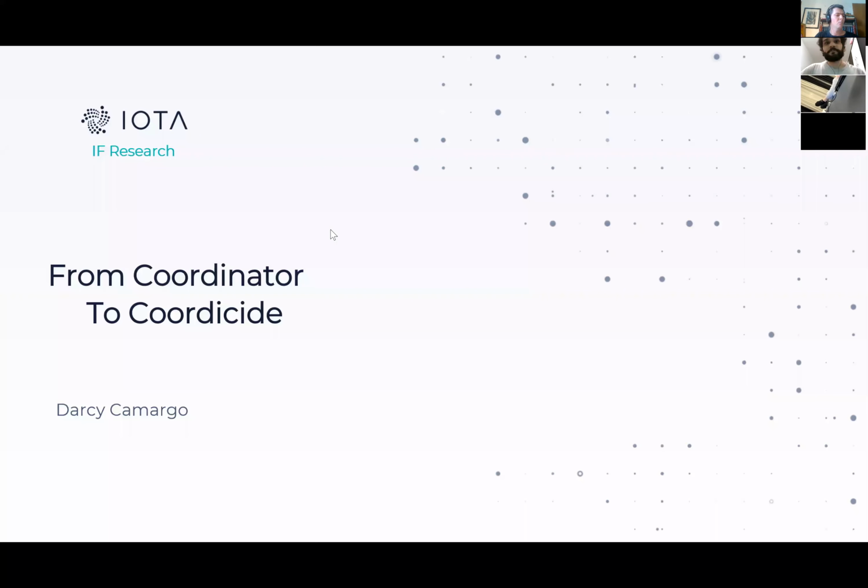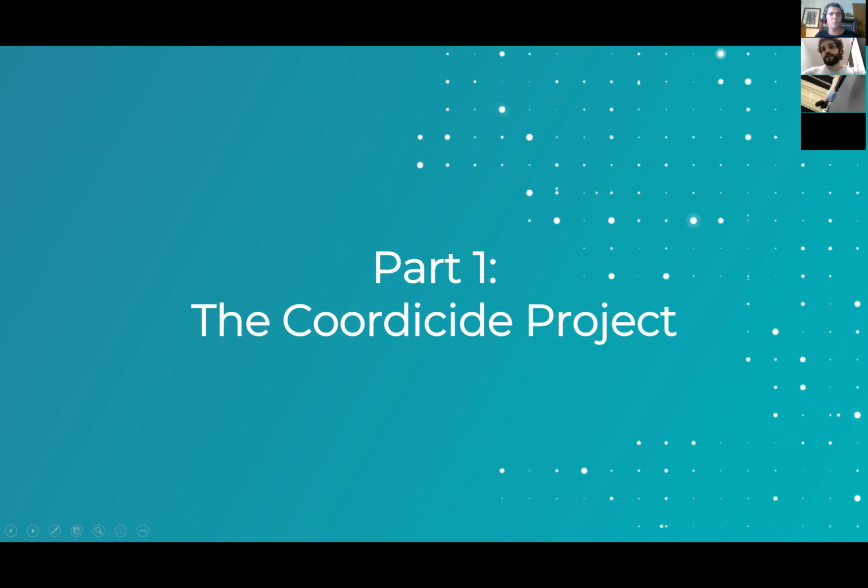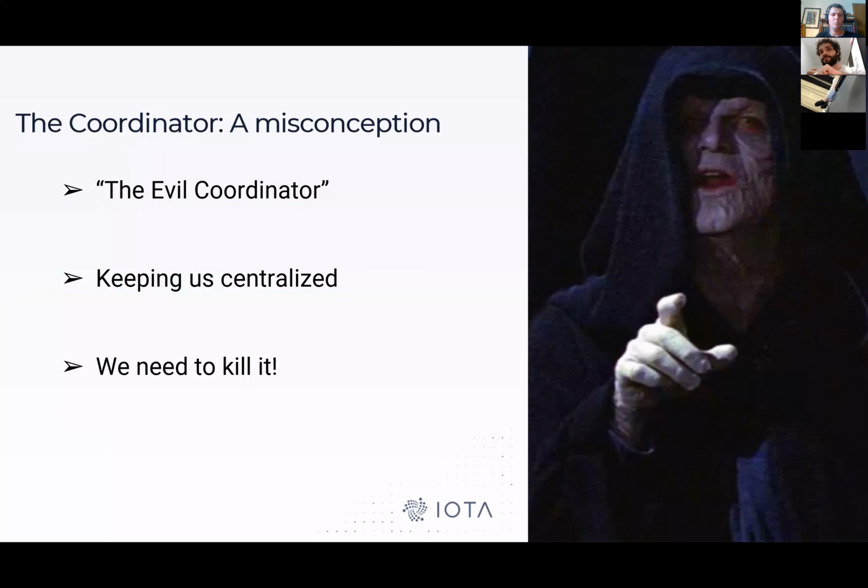The first part is the Coordicide project. So first I'm going to talk about the coordinator. Usually we have a misconception about the coordinator. Usually we see the coordinator as the really bad guy, the evil coordinator in the network, who is keeping us centralized, who is keeping the network from working, and that we need to kill to make the network something free, decentralized for everyone. But this conception of the coordinator is actually not entirely true.